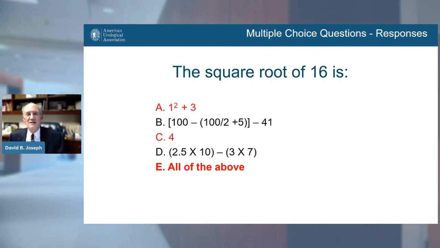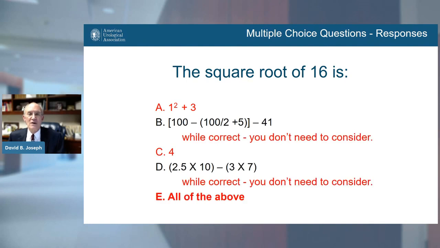The square root of 16 is, well, very quickly you're going to know it's 4. So you see C is 4. You look down, all of the above. Well, for all of the above, you need to have at least one more that's going to be correct. You go to A, and obviously that's 4. And that means that you don't even have to review your responses B and D. While both are correct, they don't need to be considered. So you've taken a question with, in this case, 5 responses and really whittled it down to only 3.